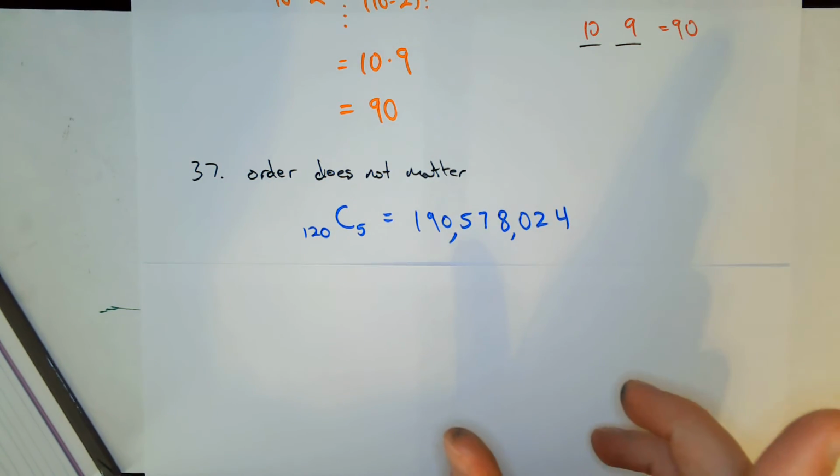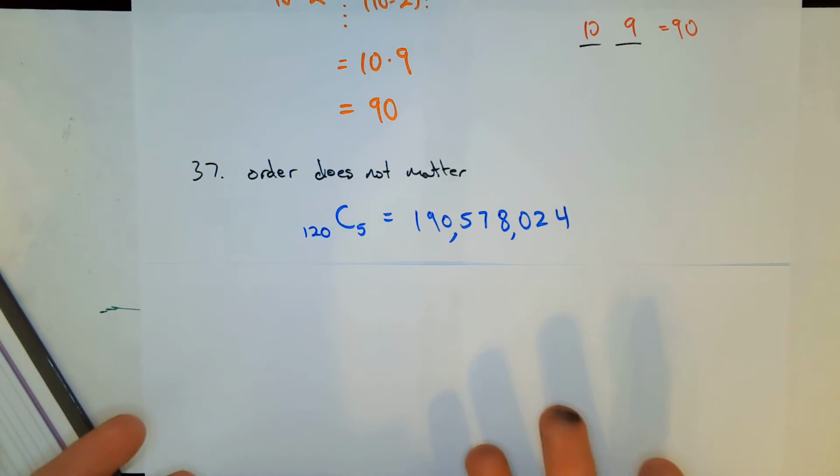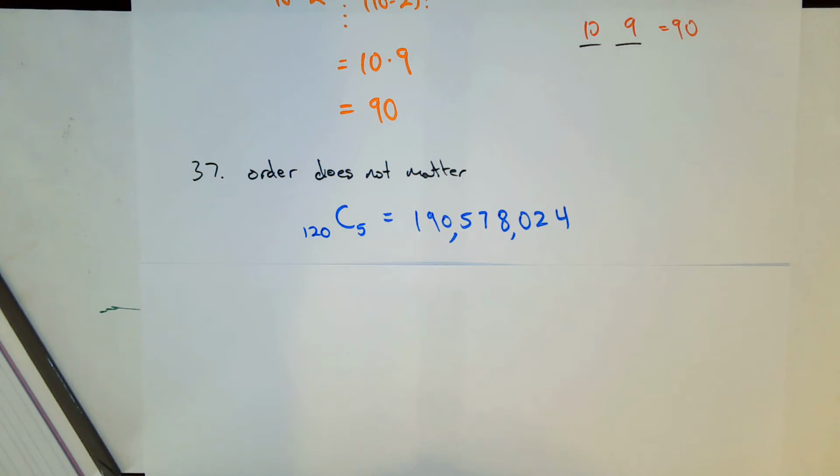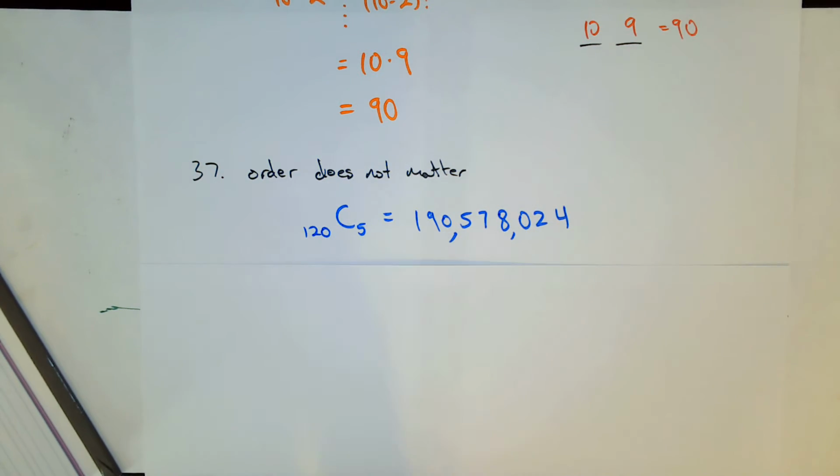If you're calculating your probability, this giant number would be your sample space. It would be the denominator. The total number of ways to choose 5 people from 120 people is this giant 190 million number. So if you wanted to calculate that probability, this would be your sample space. By the way, you can skip this part of the video if you're not interested, but I'm going off on a tangent here a little bit.